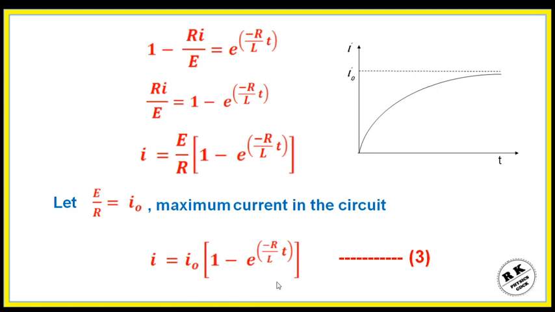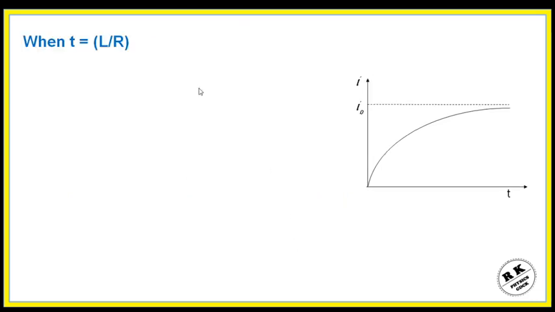Now let us see how the rate of growth varies. For that we do differentiation of this equation. Remember this equation. We will differentiate this equation to observe the rate of growth of current. First let us see what happens when t is substituted as L by R. We will discuss what this L by R is at the end of this slide. First, let us substitute t as L by R in the previous equation.